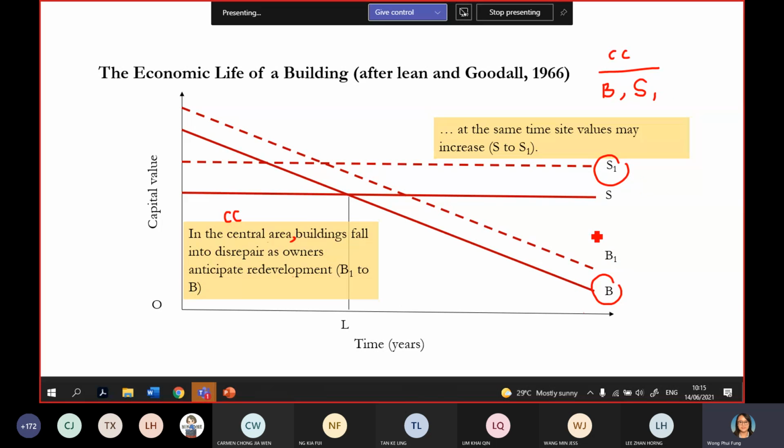Okay, B, S1. So you can see originally 10 years are here. B, okay, S1 will be this point. This is B. This is S1. So you can see in that case, in city center, the economic life normally is shortened, becoming 5 years, due to the fact that the building is not maintained and also the site value increased. B, S1, so 10 years shorter to 5 years. The economic life is reduced. Okay.